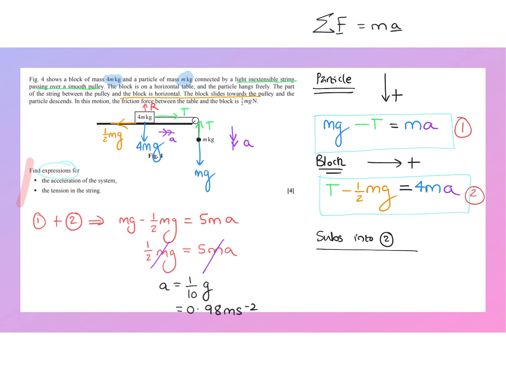We can simply substitute into either equation to find out the value of T. I'm going to substitute into equation 2, so T minus a half mg is equal to 4m multiplied by a, which I'm going to write as g over 10, so I can give my final answer as a fraction, and it simplifies to T equals 9/10 of mg. So T actually does feature m. If you want to, you can work out what that is as a decimal coefficient, and it's 8.82m.